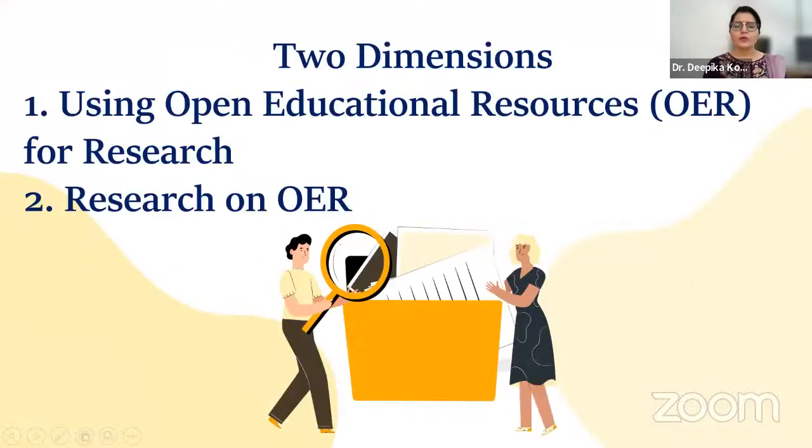Now, I'll be taking up two important dimensions, right? Because you are more interested in the practical aspect of the research part. Now, using open educational resources for research, whenever you are conducting research, it could be your PhD research, your master level research, your project level, your classroom level research, you can use the open educational resources for your research. But again, whenever we are using the open educational resources, we need to consider all the points which I have discussed. It should be credible, it should be relevant, it should be reliable.